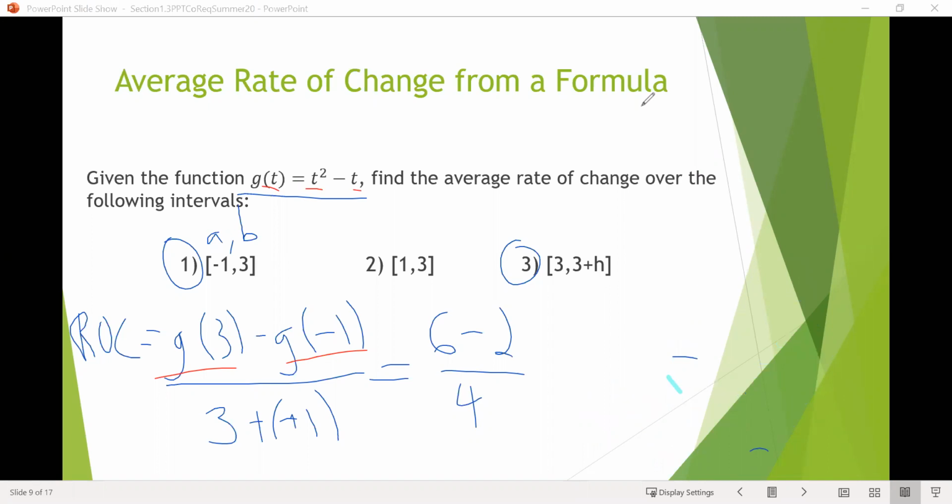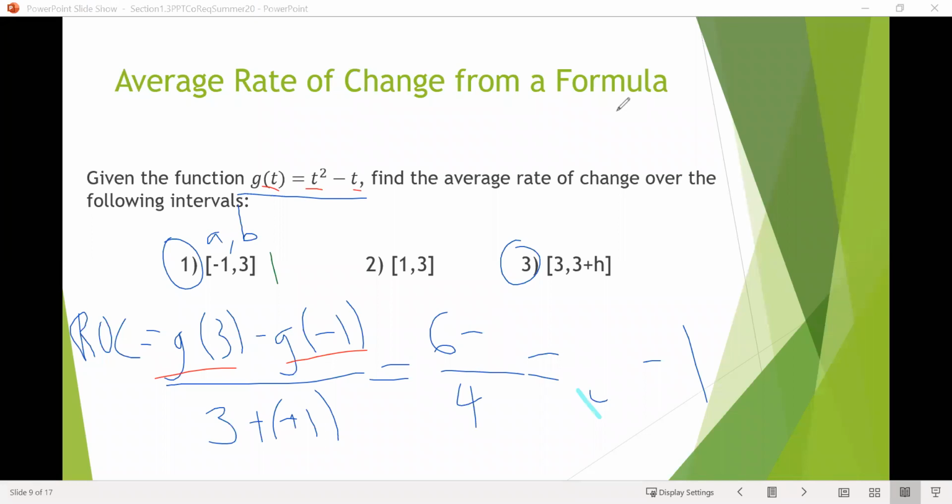And if we simplify that, we'll end up with 4 over 4, which is the same as just 1. So our average rate of change for that first interval there is just 1. Okay? In this case, we don't have to worry about units because we weren't given any units for the problem. All right, so let's look at the third one then.